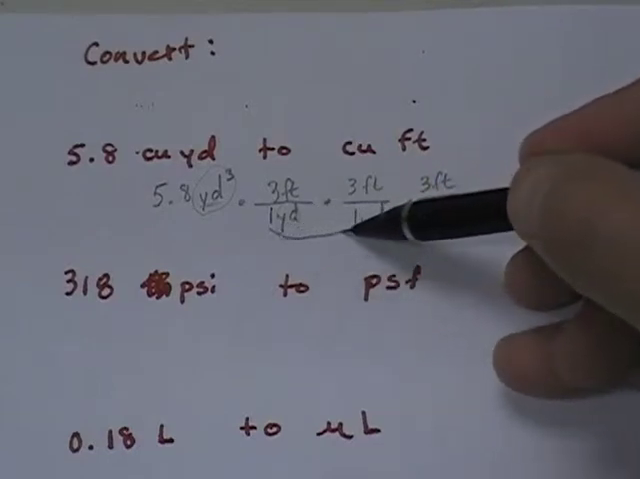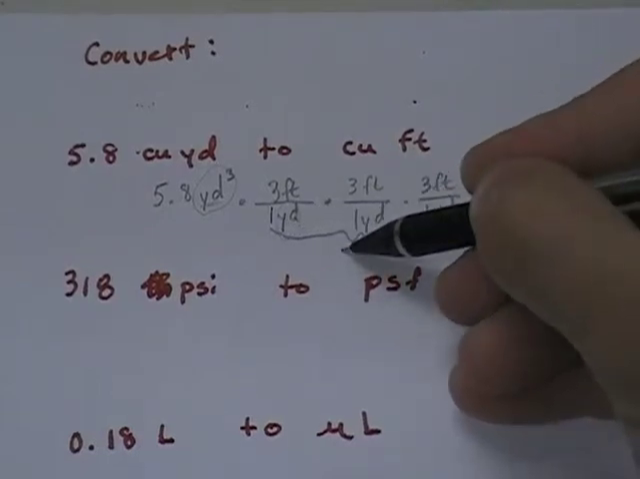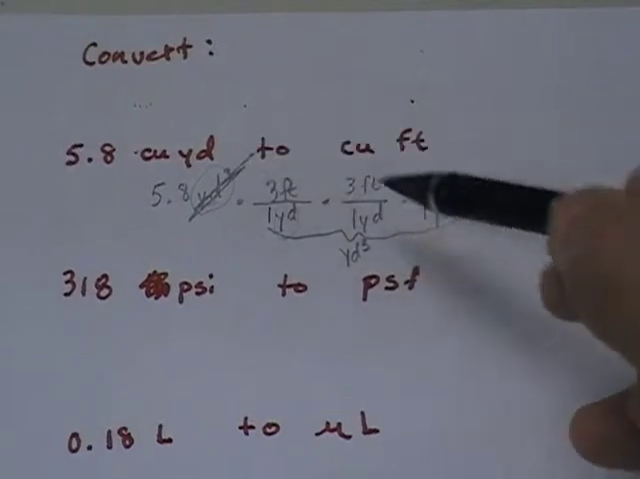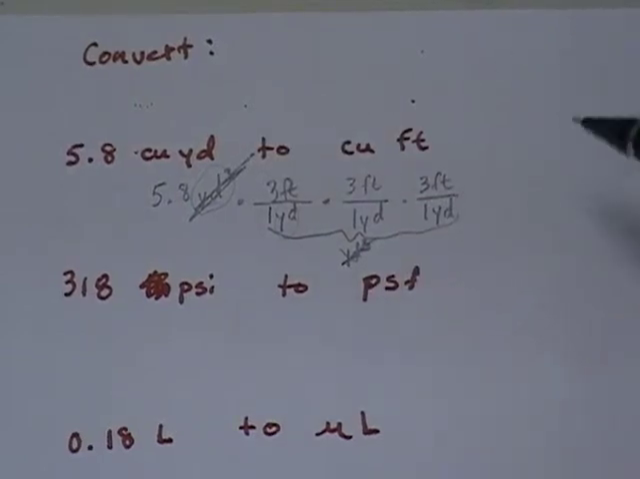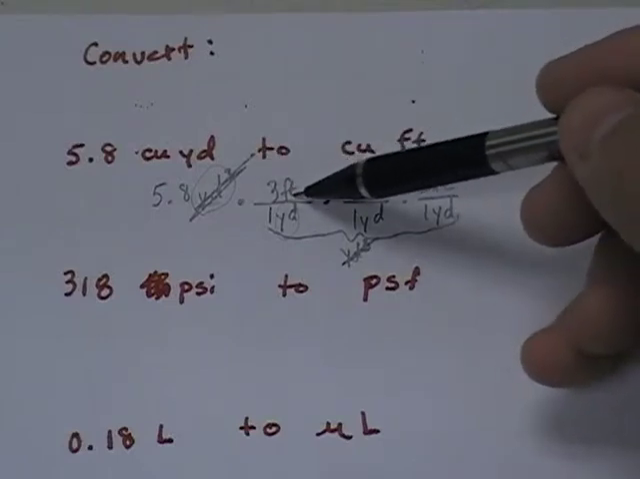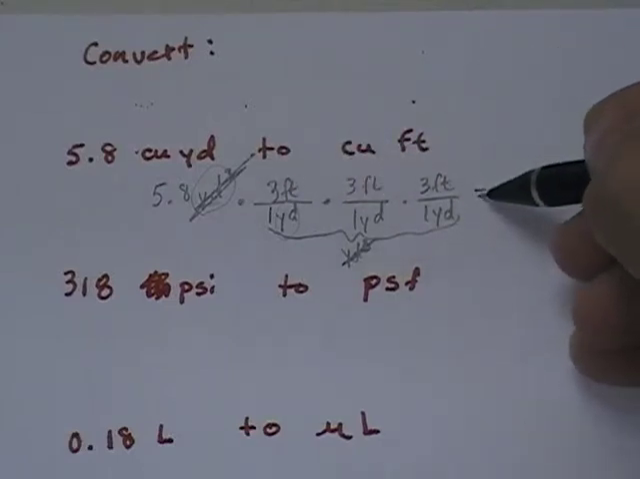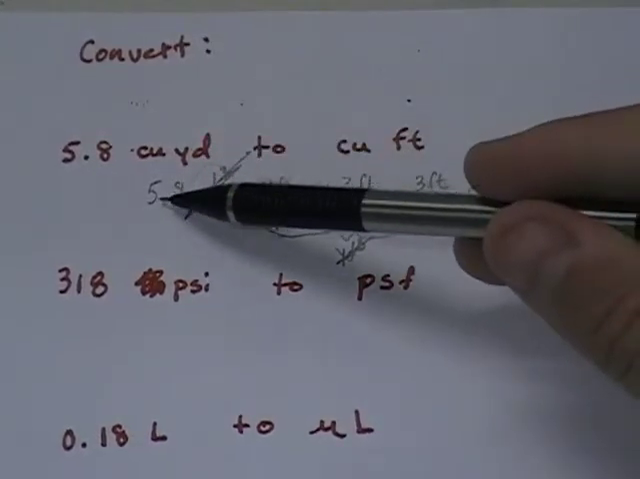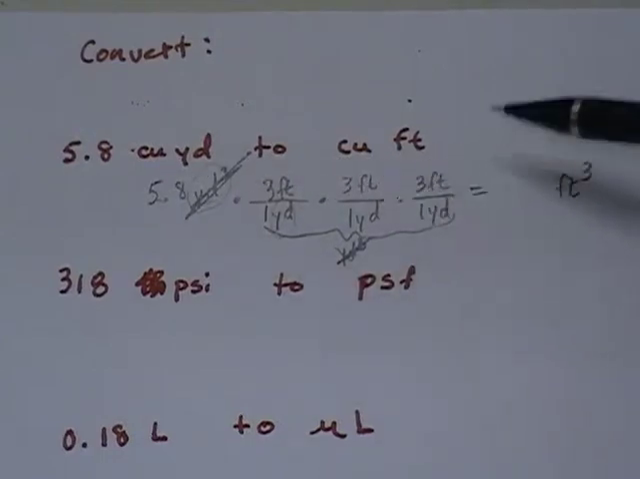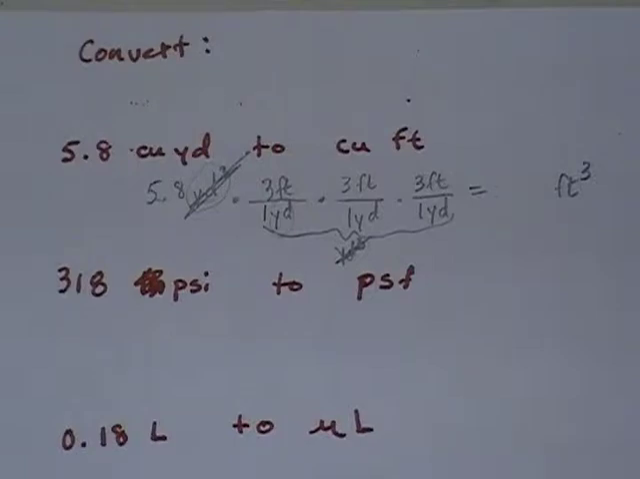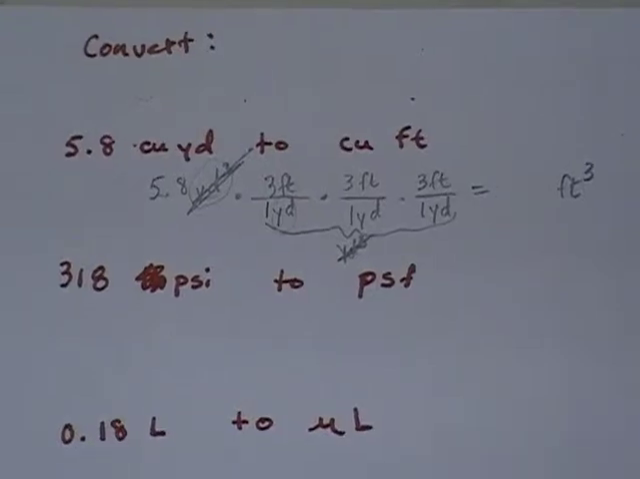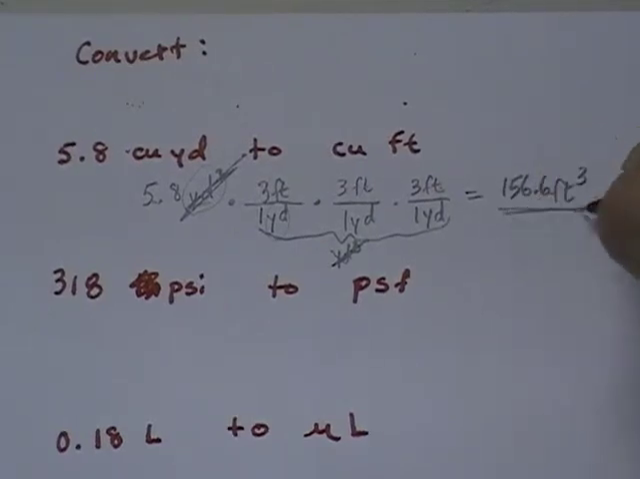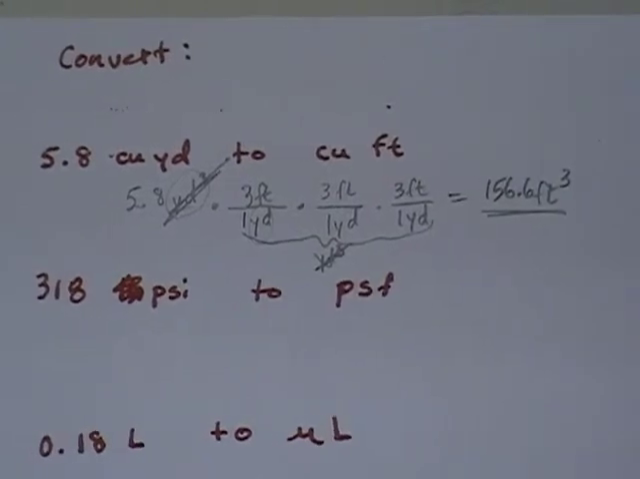And here, if you look, I have yard times yard times yard, which is equal to yards cubed. So I have yards cubed here and yards cubed here, and they cancel out. And now I have feet times feet times feet, which is equal to feet cubed. And I have 5.8 times 3 times 3 times 3. If I take my calculator and do the math, 5.8 times 3 times 3 times 3, I get 156.6 cubic feet. Now there's one last step to this problem, which is significant figures.